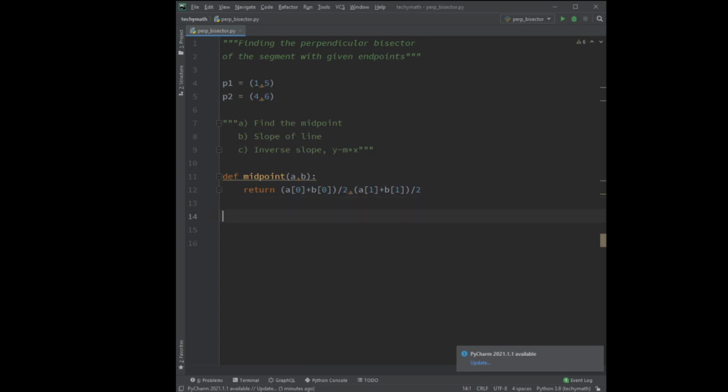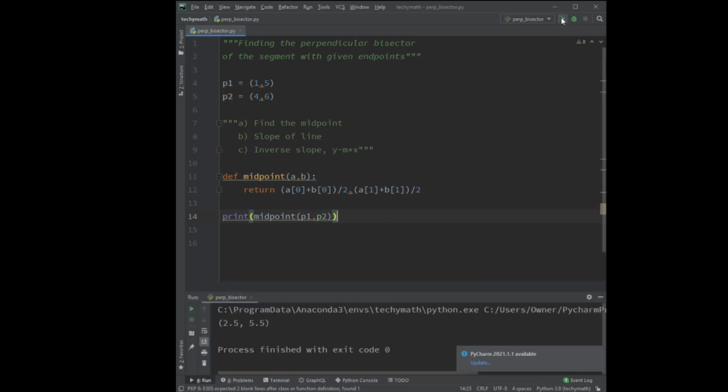Let's test it out. Let's print the midpoint of P1 and P2. Run that. 2.5, 5.5, which is what we got by hand. Good. So it's checking out.